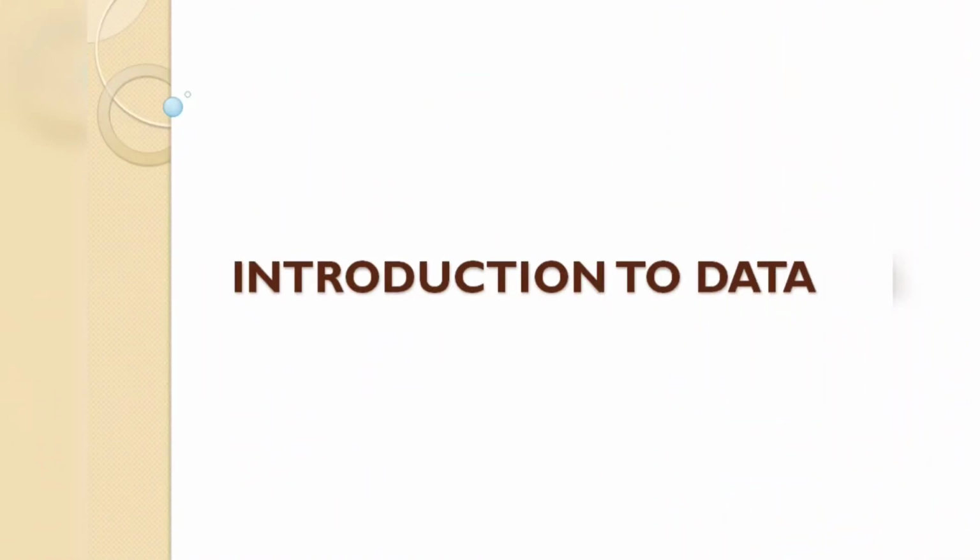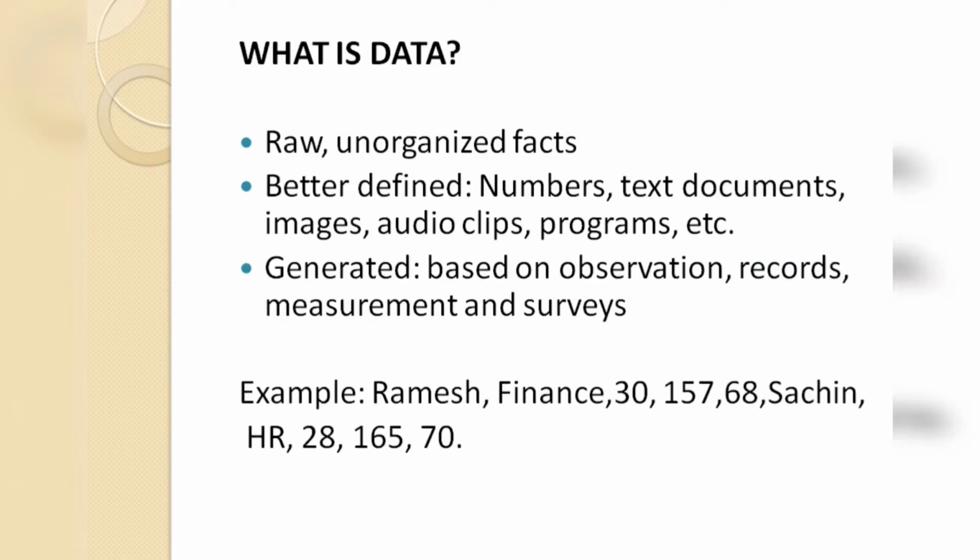What is data? Basically, data can be defined as any raw and unorganized fact. Raw, unorganized facts that do not have any meaning in themselves. They are just elements. For example, numbers, text documents, images, audio clips, programs. These are all data. They are not at all organized, not at all settled, they are just elements.